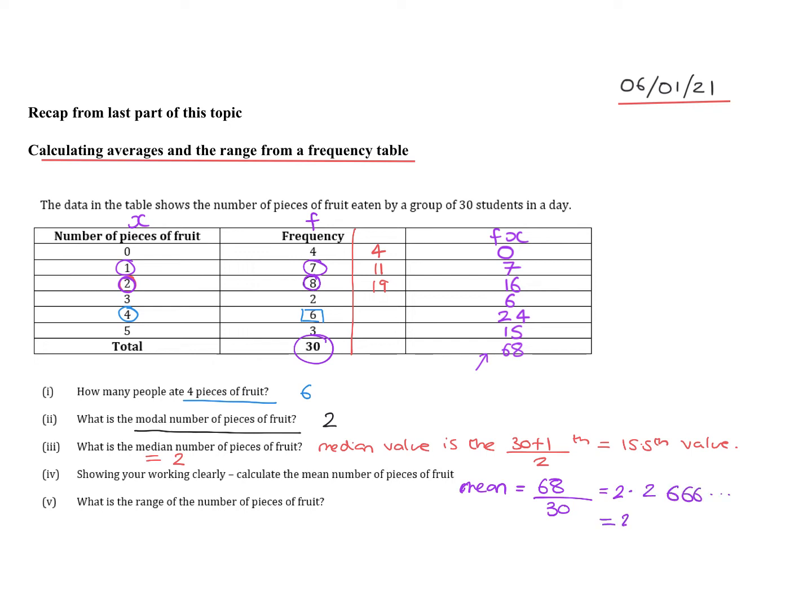And I'm going to round that to 2.3 pieces of fruit to 1 decimal place. Now, thinking again why we don't round that to the nearest whole number, it's misleading. We want to show that the average number of pieces of fruit was in between 2 and 3.